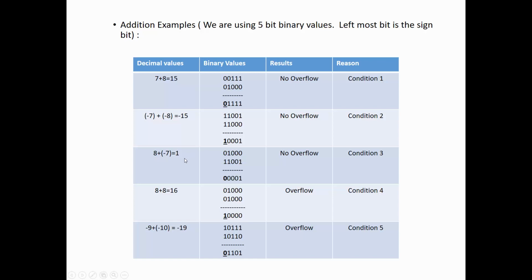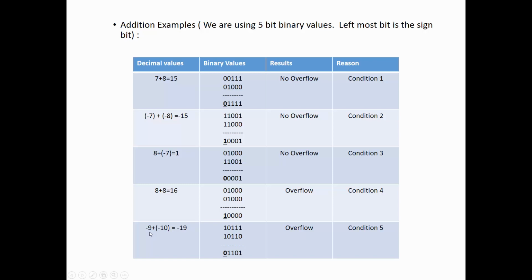Condition 3, we're adding a positive to a negative. Again, there can't be overflow at all. It doesn't matter that the signs are changed, it's just that they're different. On condition 4, we're adding two positive numbers together. Now 16 is a positive number, and you'll notice that when we add 8 and 8 we get 16. It actually turned negative. This is actually a negative 16, so overflow occurred because the sign has changed.